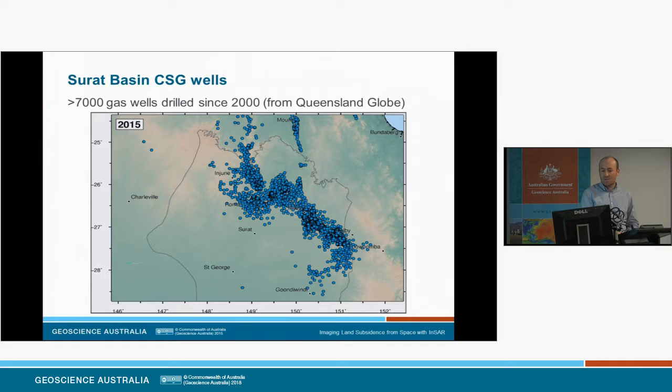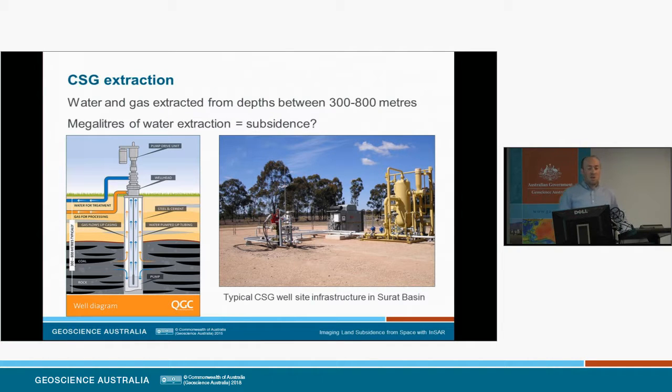At each of these sites, a well is drilled into the ground to a depth of between 300 and 800 metres into the Jurassic Walloon coal measures, and water is extracted from this well to reduce the pressure in the coal seam. When enough water has been produced, then gas comes out of its adsorbed state in the units and also comes out to the well. And this is a photo of an example of some of the wellhead infrastructure you see in the Surat Basin.